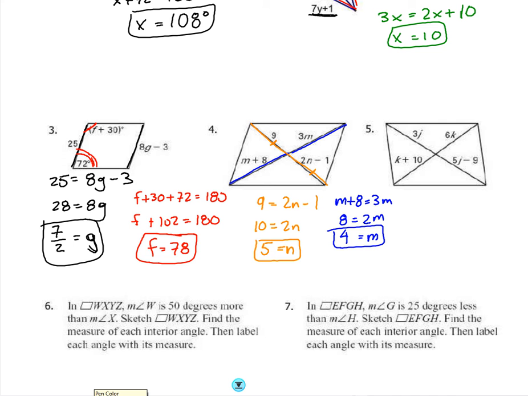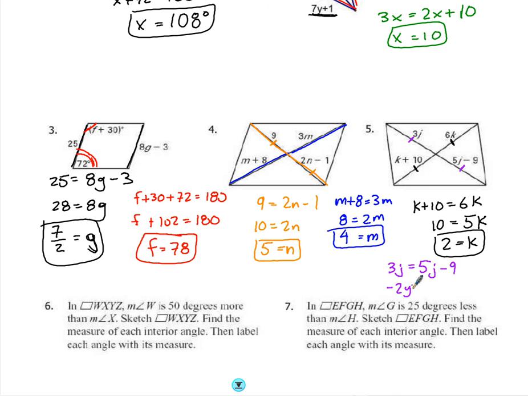This segment would be congruent to this segment, so k plus 10 would be equal to 6k. Subtract k from both sides, and 5k would be equal to 10. When I divide by 5, k equals 2. For j, I would set 3j equal to 5j minus 9. Here I'd probably subtract 5j, and that would give me a negative 2j on the left-hand side, and that would be equal to negative 9. And when I divide by negative 2, a negative divided by a negative is positive, so I get 9 divided by 2, or 4.5.